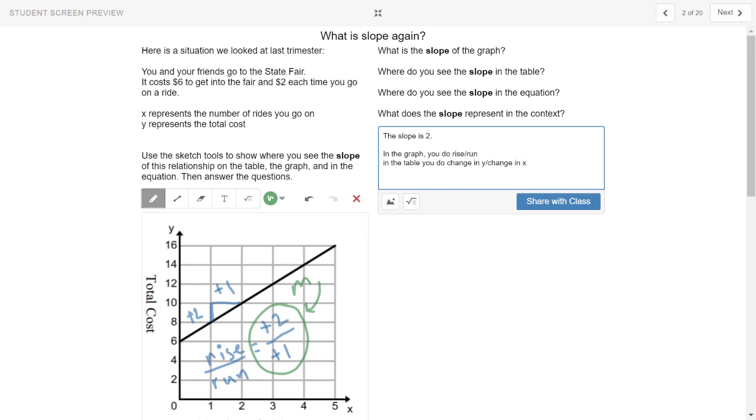You could also use the little triangle symbol, which means change in. And I hope you see, if we do this over and over and over, you don't want to keep writing the words change in. You just want to do the little triangle.